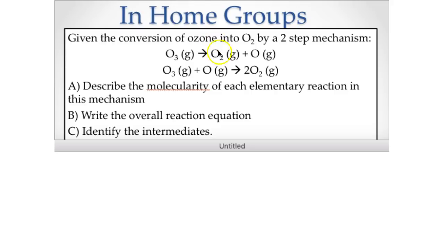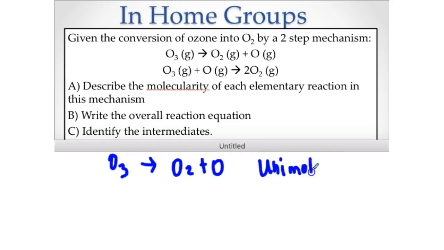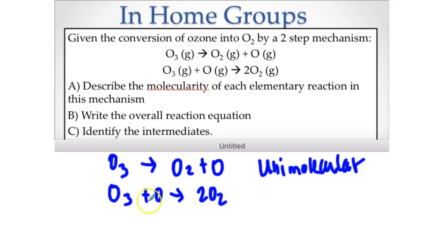So by looking at the first one, we could tell that, let me rewrite the equation, O3, I'm just going to ignore the states of matter. Because there's one reactant, it's going to be unimolecular. And then the second reaction, O3 plus O makes 2O2. Because there are 2 reactants here, this is going to be bimolecular.